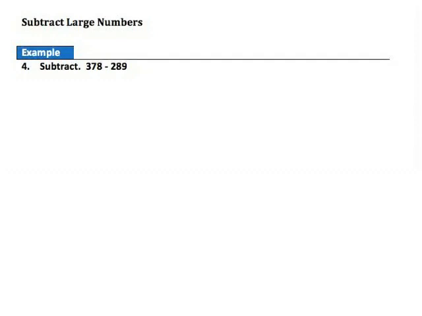Subtract large numbers. In example 4, I'm going to subtract 289 from 378. So I'm going to set this up vertically. Starting over in the ones column, I see that I cannot subtract 9 from 8. So I'm going to borrow from the 7, which makes that a 6. And that's going to make this 8 an 18.